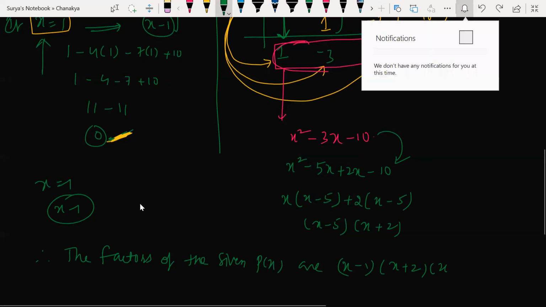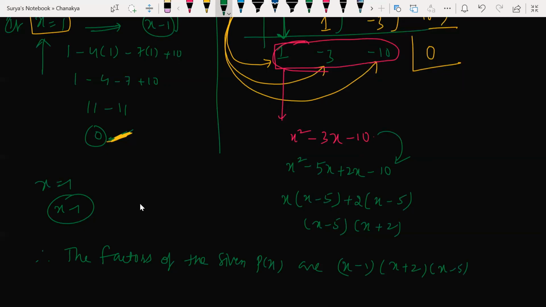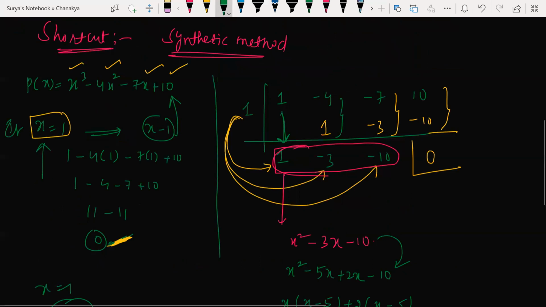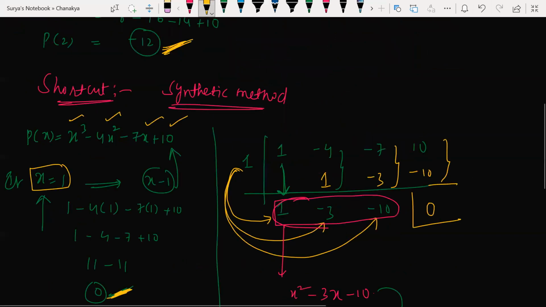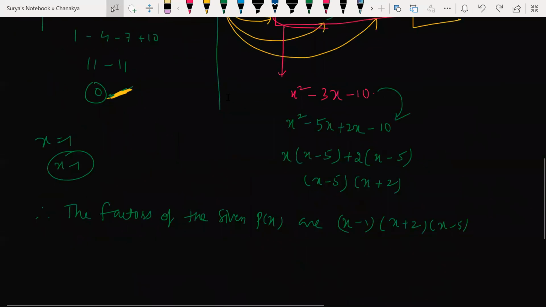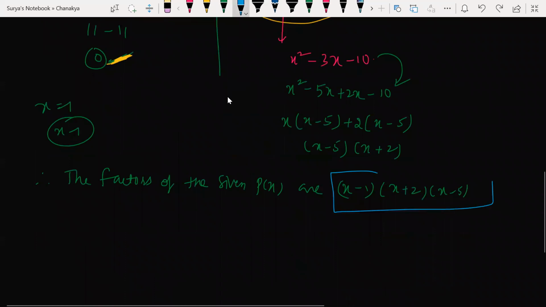Look at this here. The given polynomial is a cubic polynomial, right? Then you will be having 3 roots like this: 1, 2, 3. Understood my point?